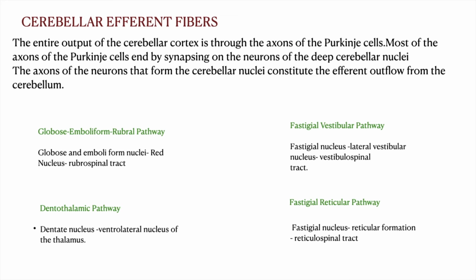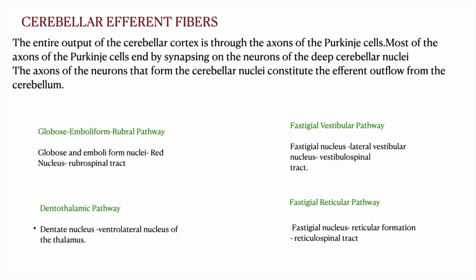Cerebellar efferent fibers. The entire output of the cerebellar cortex is through the axons of the Purkinje cells. Most of the axons of the Purkinje cells end by synapsing on the neurons of the deep cerebellar nuclei. The axons of these neurons form the efferent outflow from the cerebellum.